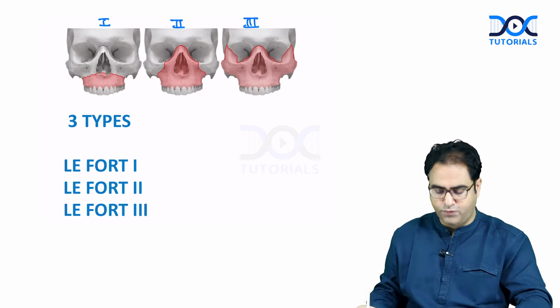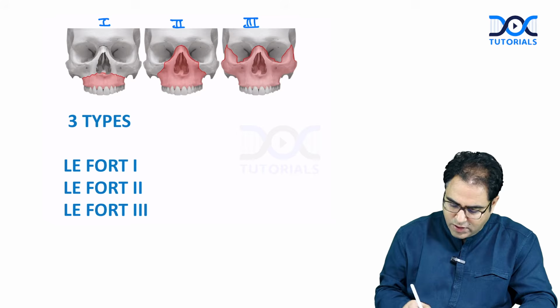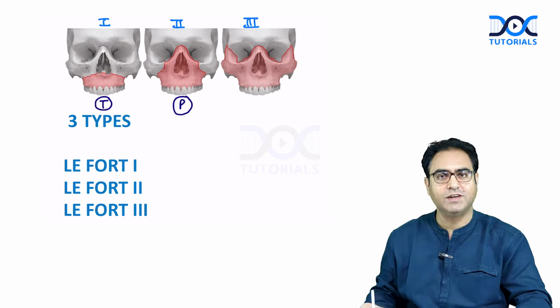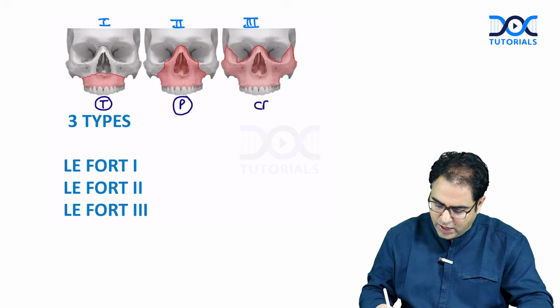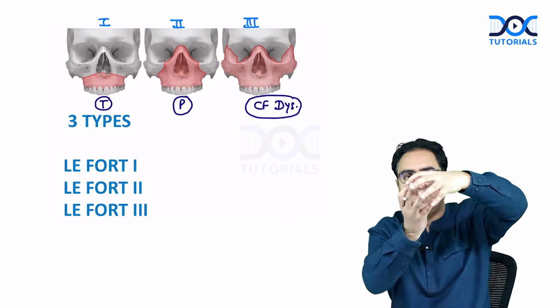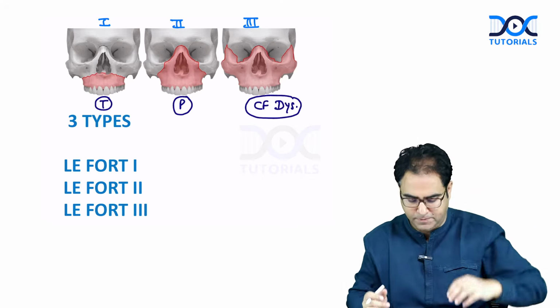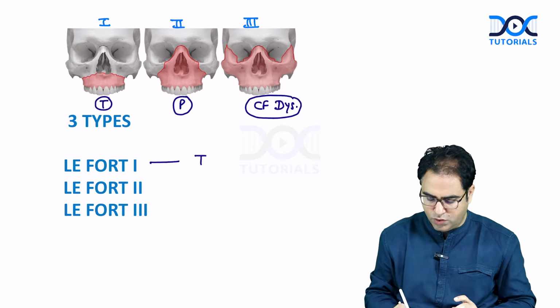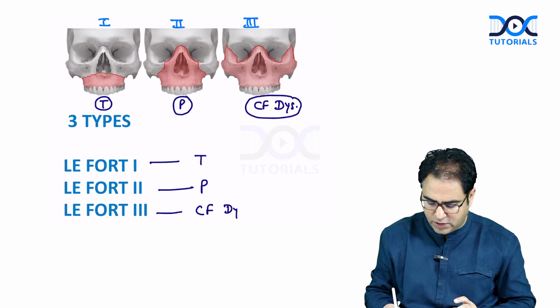Look at the shape of LeFort 1. This is transverse fracture. LeFort 2 is pyramidal fracture, and LeFort 3 is craniofacial disjunction. Means the cranium, the cap of skull, and face got separated. Craniofacial disjunction. So LeFort 1 is transverse, LeFort 2 is pyramidal, and LeFort 3 is craniofacial disjunction.